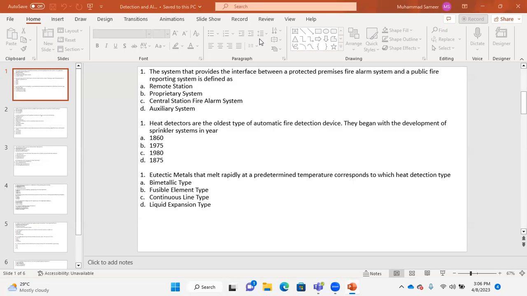Okay, question number one. The system that provides an interface between a protected premises fire alarm system and a public fire reporting system is defined as. We have got answers.